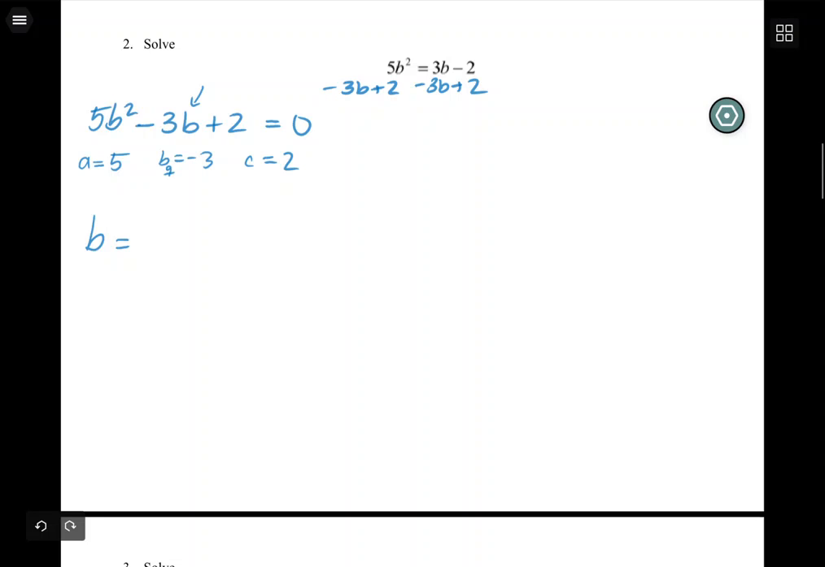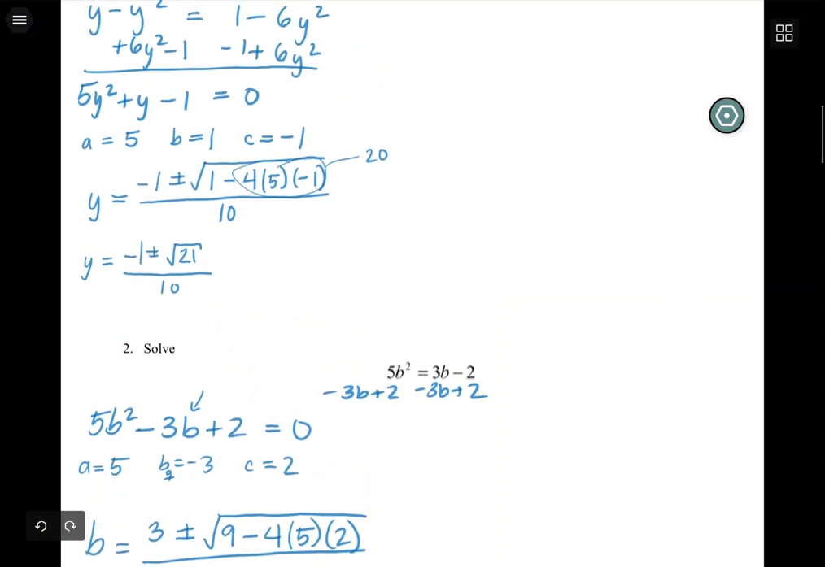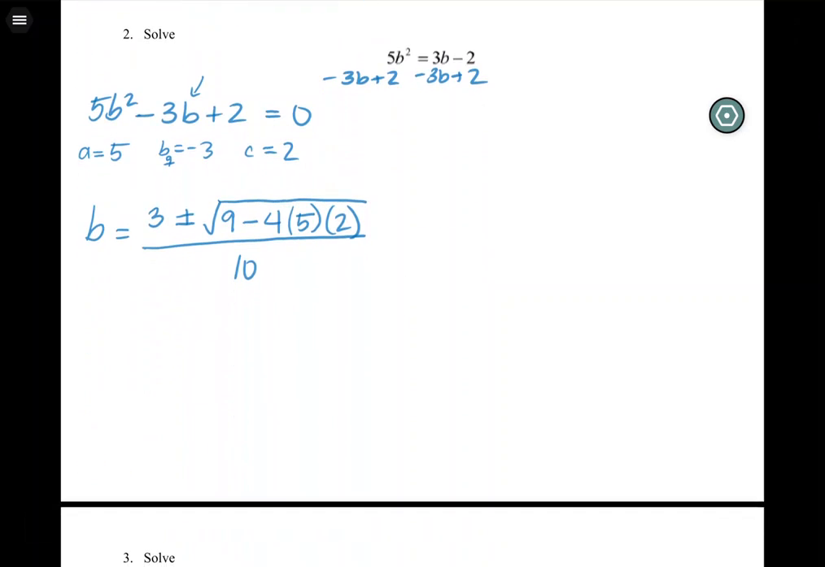B is equal to opposite of the quadratic formula b, which is +3, plus or minus the square root of -3 squared, which is 9, minus 4 times a, which is 5, times c, which is 2, all over 2 times a, which is a 10 again. I don't know how I managed that. That's not usually a common one to pick out.